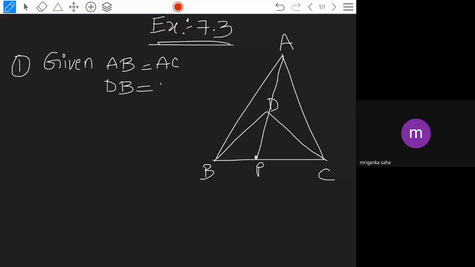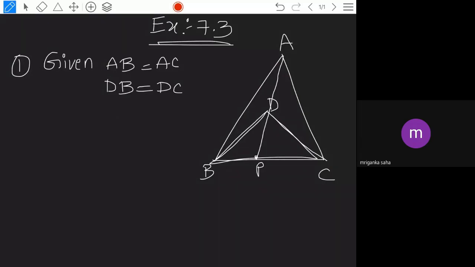DC is not appearing to you now. DB is equal to DC, why? Because both are isosceles triangles on the same base, given to you. This triangle is also an isosceles triangle, ADB also given to you as isosceles. So when that is given, you can say DB is equal to DC.